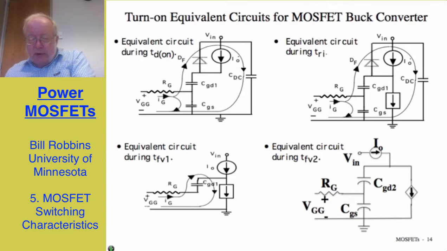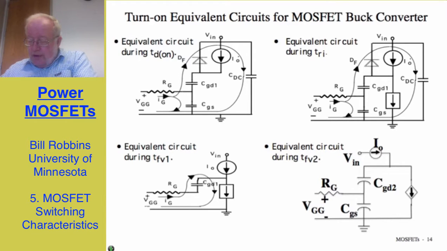Once I've commutated all the current out of the freewheeling diode, now I can begin to reverse bias that diode, and so the drain to source voltage now can begin to drop. And so here on the lower left-hand side, I show the equivalent circuit for the TFV1 interval, where we have a relatively small value of gate to drain capacitance. We're now in the mode where we have a fixed voltage between gate and source, so I don't even bother showing the gate to source capacitance. And that current that is flowing, the gate current, goes entirely into the gate to drain capacitance and then flows to ground through the dependent current source.